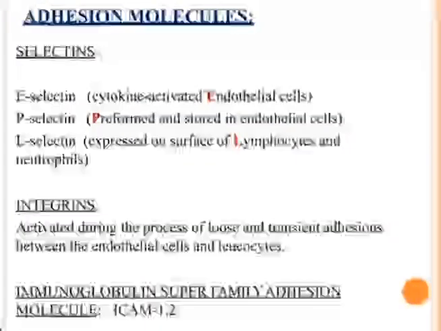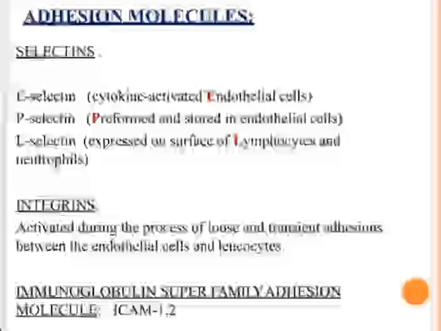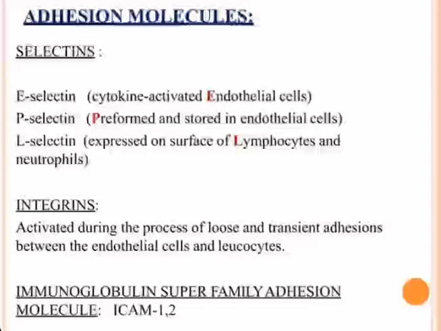Adhesion molecules like selectins: E-selectin, P-selectin and L-selectin. Cytokine-activated endothelial cells, preformed and stored in the endothelial cell, are expressed on the surface of the leukocytes and the neutrophils. Then the integrins, activated during the process of the loose and transient adhesion between the endothelial cells and the leukocytes. Immunoglobulin superfamily adhesion molecules: ICAM-1, 2.